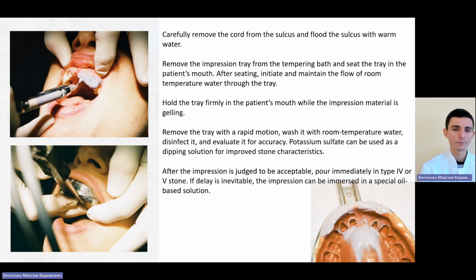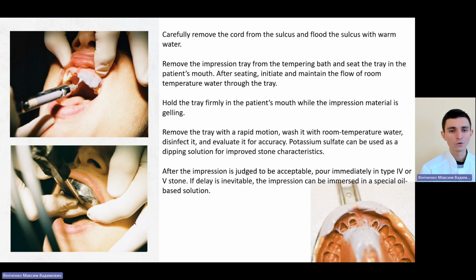Remove the impression tray from the tempering bath and seat the tray into the patient's mouth. After seating, initiate and maintain the flow of room temperature water through the tray. Hold the tray firmly in the patient's mouth while the impression material is chilling. Remove the tray with a rapid motion.